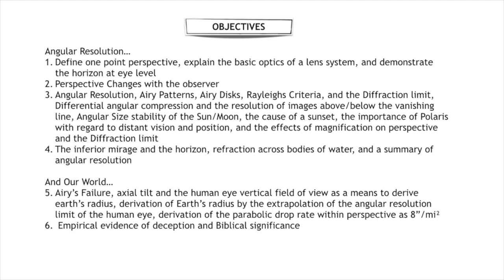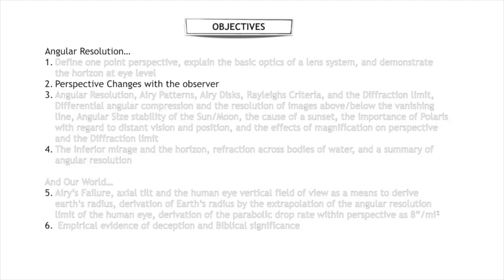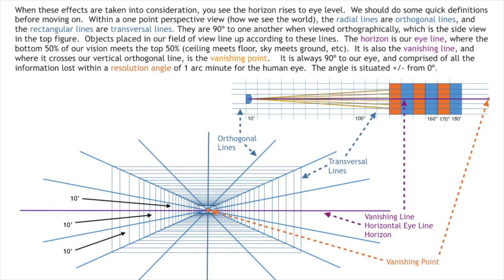Again, our objectives defining the series. We're now on number 2, perspective changes with the observer. So if it's not apparent right now, the horizon rising to eye level is a very important piece to this, so it will become evident as we go on. So let's do some definitions here.